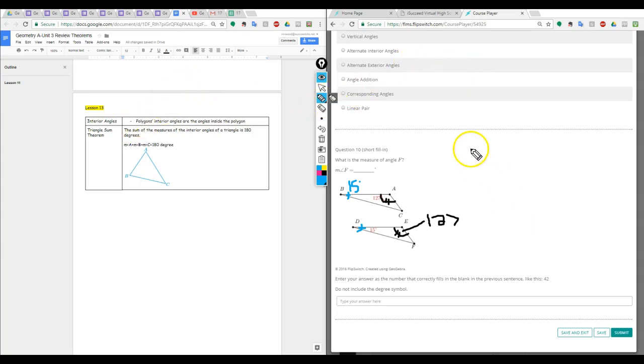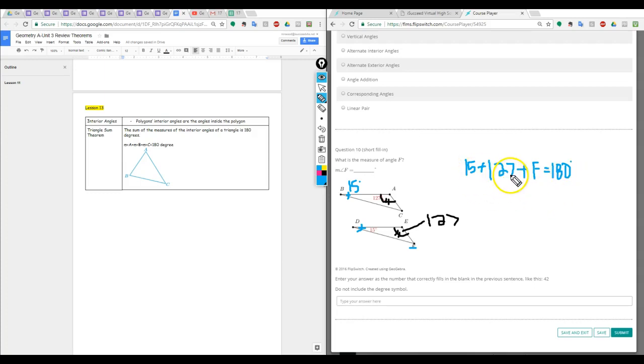So what we're going to do is we have measure of angle F. So we have 15 degrees plus 127 plus F is going to equal 180 degrees. So we need to simplify for F, so we're going to combine 15 and 127. Take that answer from 180.